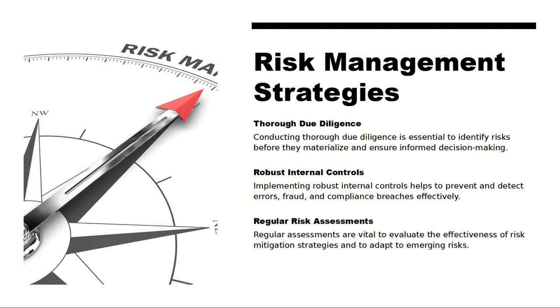Risk management strategies. Thorough due diligence. Conducting thorough due diligence is essential to identify risks before they materialize and ensure informed decision making. Robust internal controls. Implementing robust internal controls helps to prevent and detect errors, fraud, and compliance breaches effectively. Regular risk assessments. Regular assessments are vital to evaluate the effectiveness of risk mitigation strategies and to adapt to emerging risks.